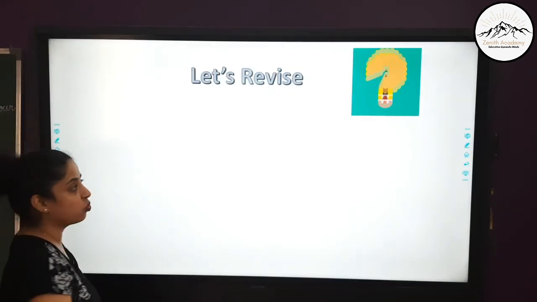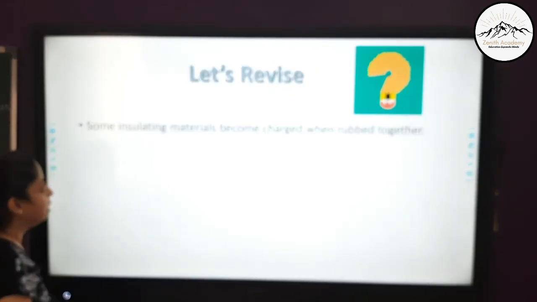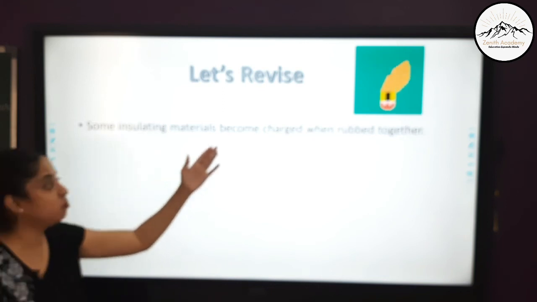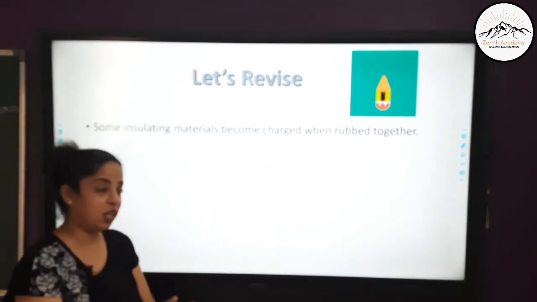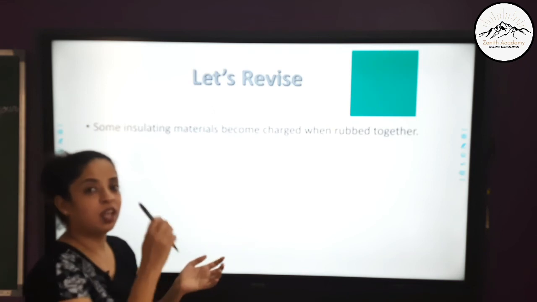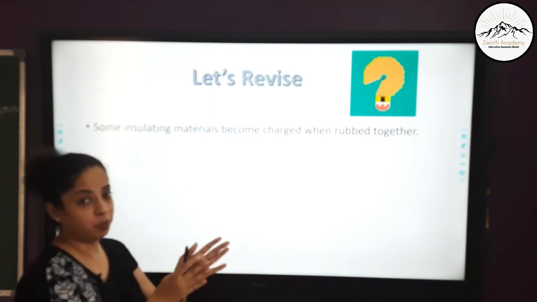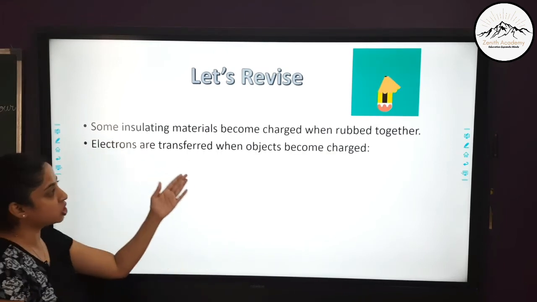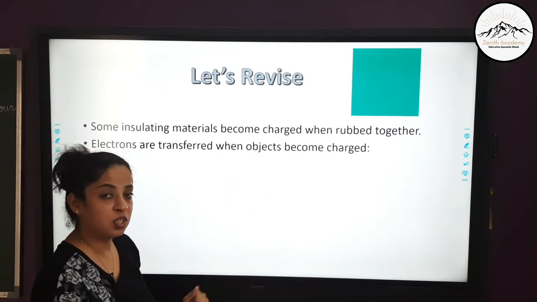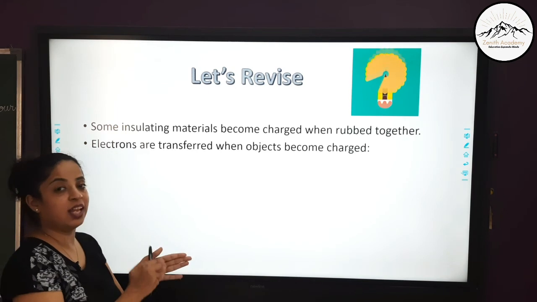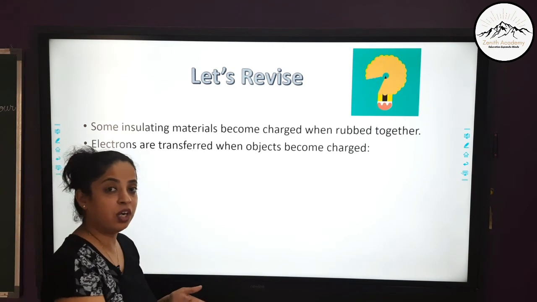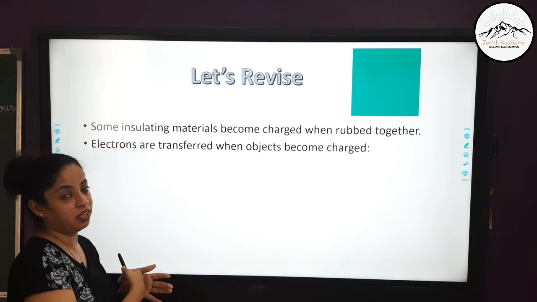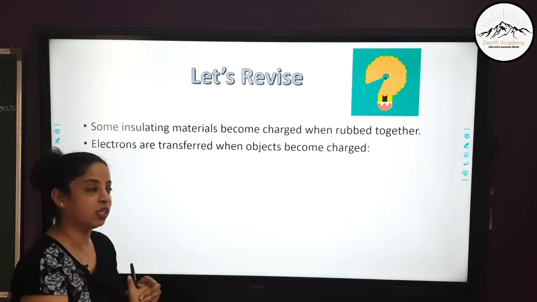So let us revise what we have learned. Some insulating materials become charged when rubbed together. Okay, so the cloth and the PVC rod, they were both neutral, but when you rub them together they become charged. Electrons are transferred when objects become charged. So when you rub them, the electrons are transferred from a substance which has less affinity to a substance which has more affinity for electrons.